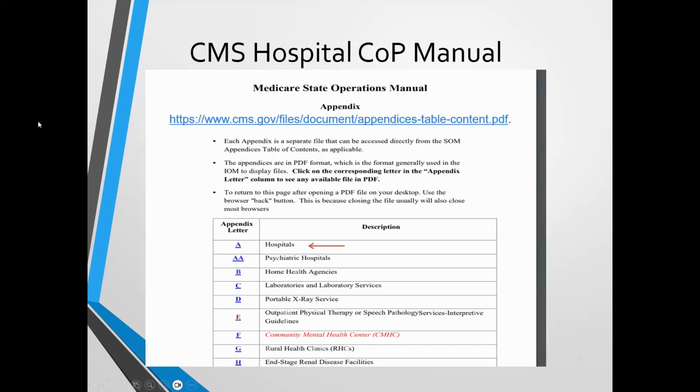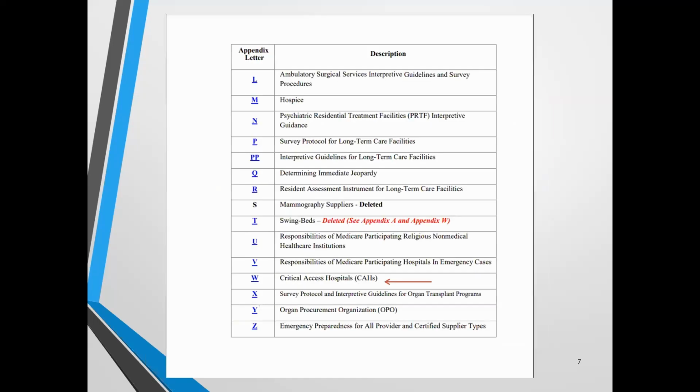What we're talking about today starts in Appendix A. That's where your acute hospitals are located. The regulations and the interpretive guidelines for critical access hospitals are in Appendix W. There is some overlap, a mirrored image of information, not always, but quite a bit is.